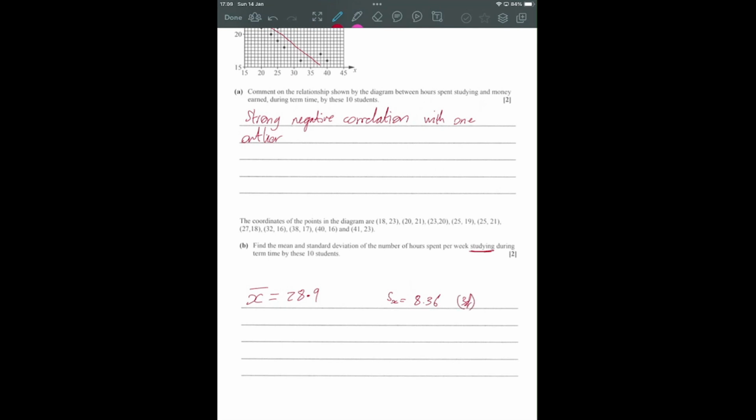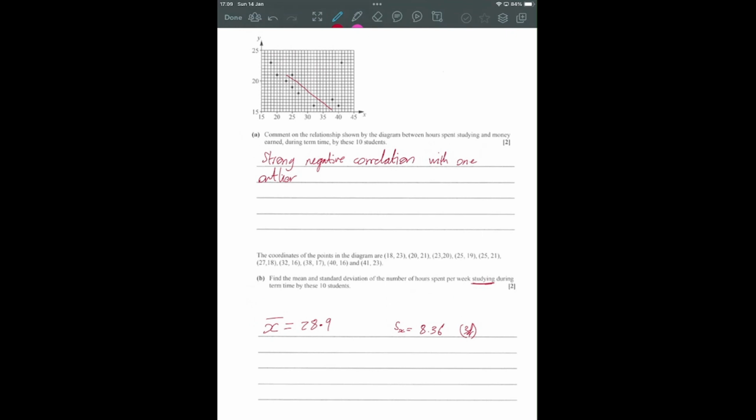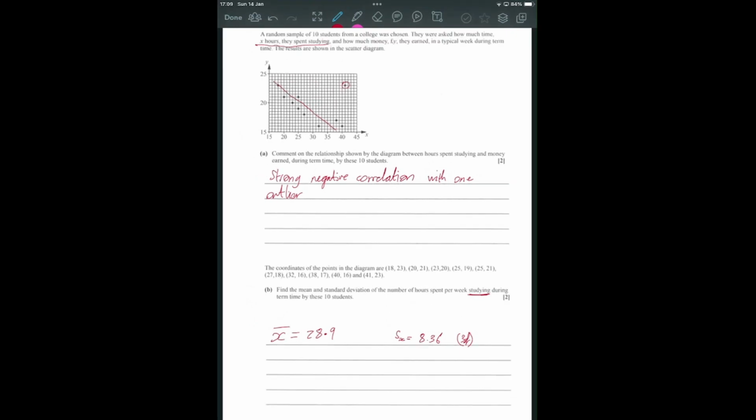8.36. And I am going to look back at the graph. Does the mean of 29-ish look right? Yes. I've got about the same number of points on the left of that and the right of that. A standard deviation of 8 says that most of my data should be between that 29 subtract 8 and that 29 plus 8, which is there.